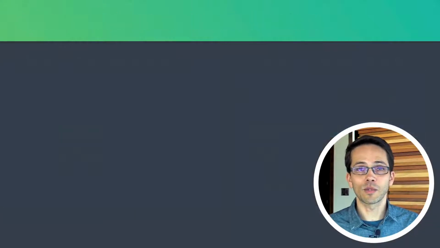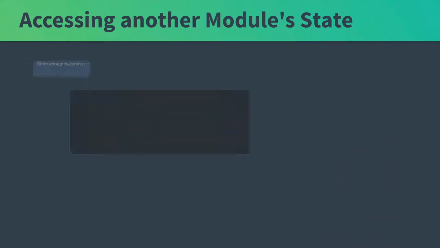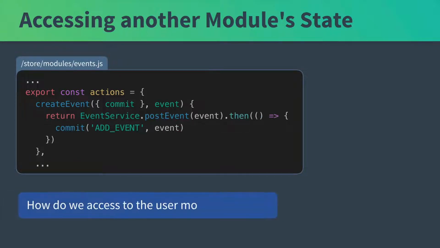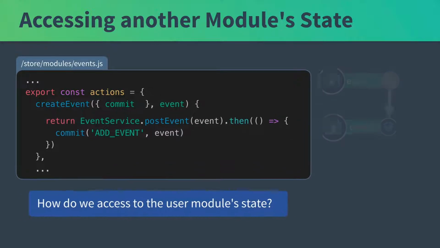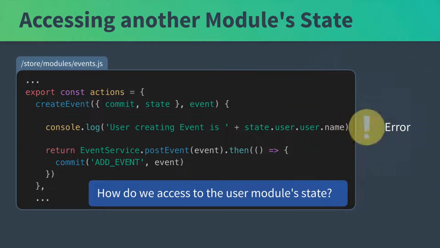It's common to access one module state from another module, but how do we do that? Here you can see our create event action. What if we wanted to access the user module state from inside this action? So we're inside the event module, and inside that action, we want to access the user module state. Given the syntax we already know, we might try to solve it by sending in the state from the context object, and then accessing the state by doing state.user.user.name. However, that's not going to work.